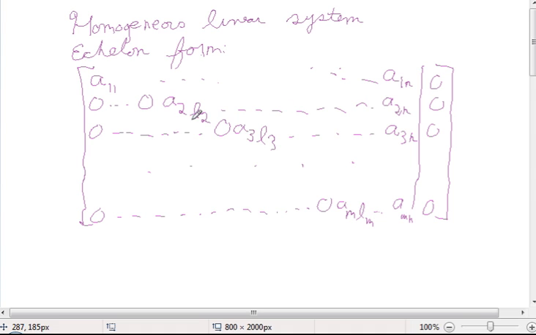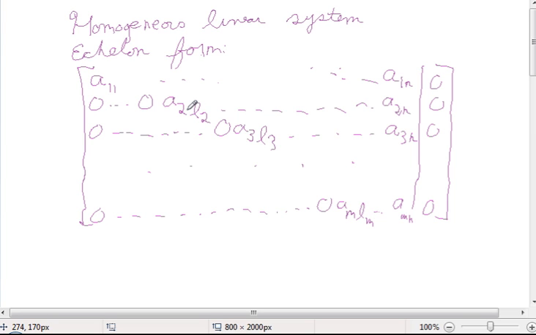So to indicate that the first non-zero entry is in some position, but I don't know exactly which position, I put the indices like this. I know that I'm looking in the second row, so that's why I have a 2 here. But the column index I call L2. And the L stands for least. And this entry here is going to be the first non-zero entry in this row. Okay? And that means that the variable corresponding to this column is going to be a leading variable.